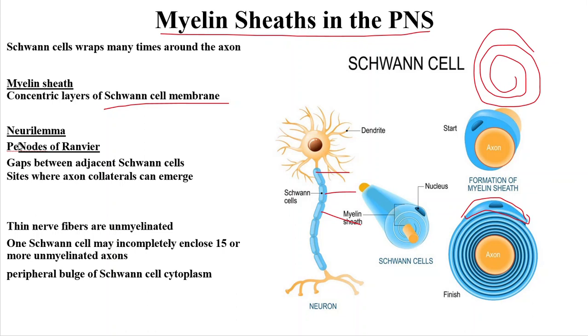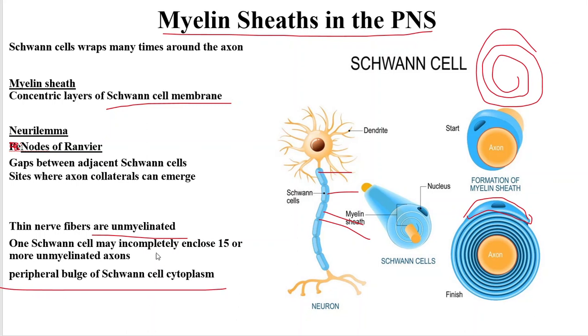I have no idea what this is doing there, guys. Anyway, nodes of Ranvier, the gaps, and if we have any axon collaterals, they'll be coming out there. We talked about the thin fibers. One Schwann cell may incompletely enclose 15 or more unmyelinated axons. It doesn't make much sense either. The peripheral bulge of the cytoplasm we've already referred to. I have no idea what that is.